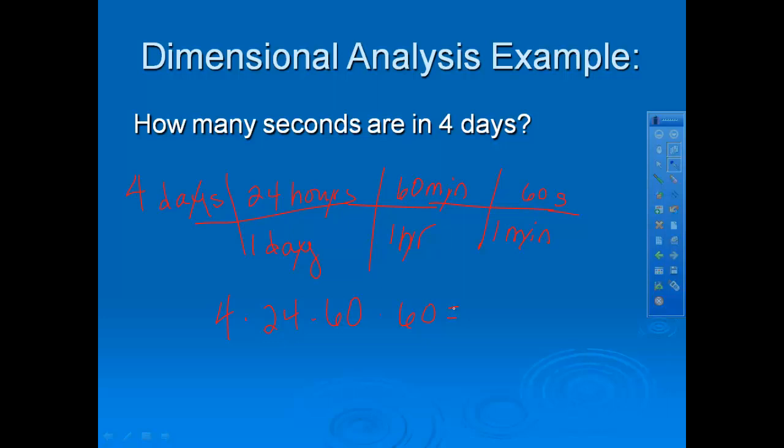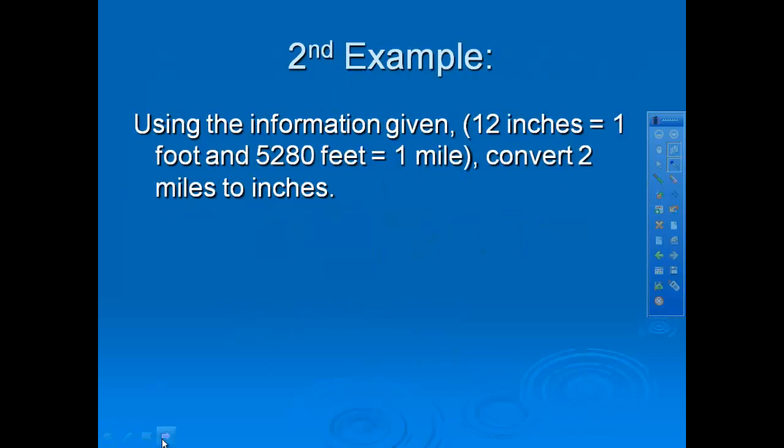And your answer is 345,600 seconds. All right, this is a second example that you guys can do on your own to convert 2 miles to inches. I've put your conversion factors there that you need in order to do that one.